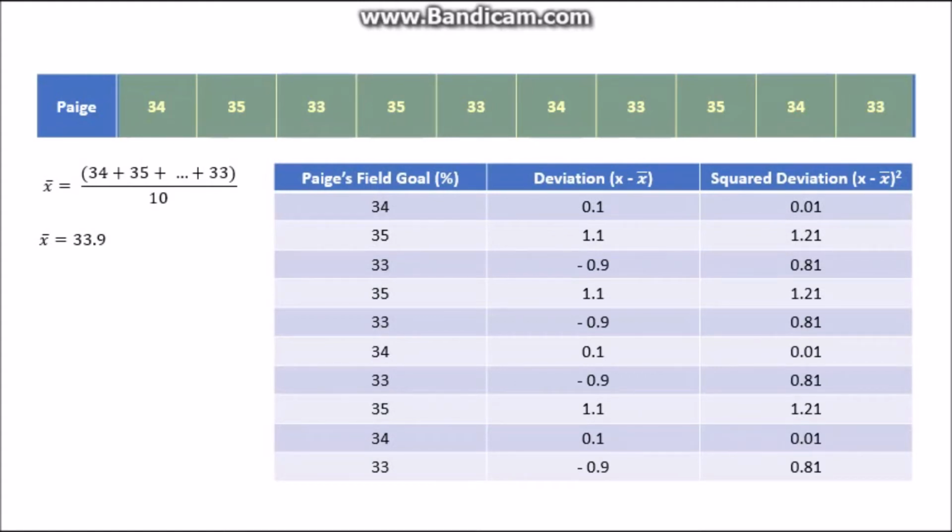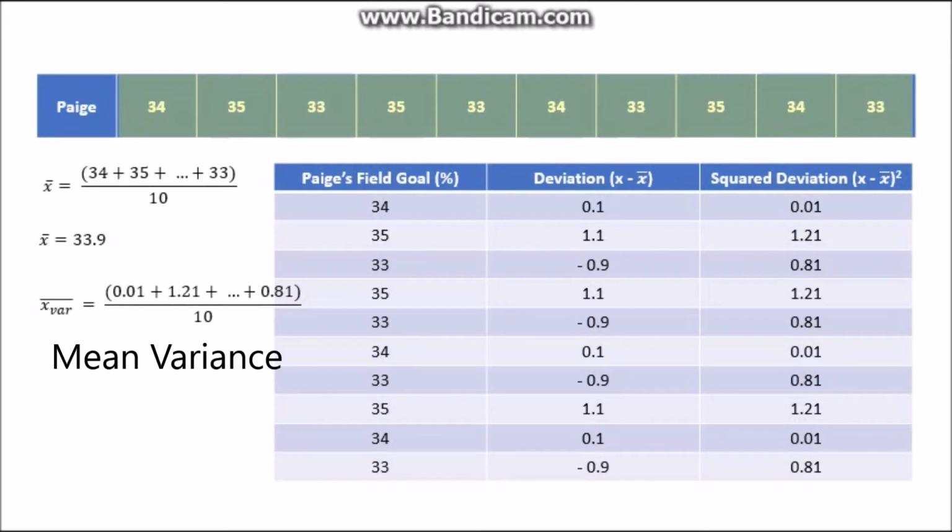Okay, so all of our values are here. You might want to pause the video and get those ones down, just so that you have that information there. And then we can move on to our next calculation. And that is called the mean variance. So it's still x bar, which is x mean, and there's a subscript of VAR, which stands for variance. What we're doing is we're adding up all of the squared deviation and dividing by the total number of data points, so it's still 10 data points, and that gives us a value of 0.69.